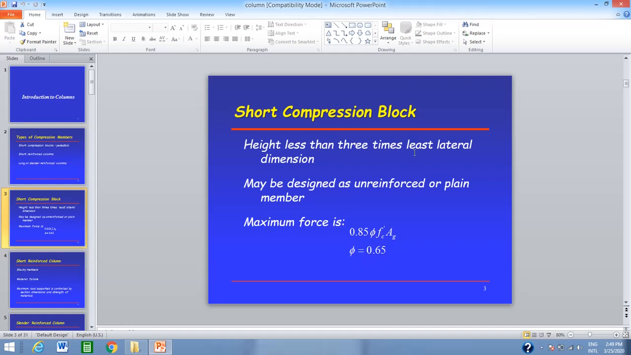Here one thing I would like to explain is the meaning of least lateral dimension. If you are considering a rectangular section of the column, with B and D, B is always less than D. So B is the least lateral dimension of the column. And if you are considering a square, all sides are equal. So any side you can consider as the least lateral dimension of the column.